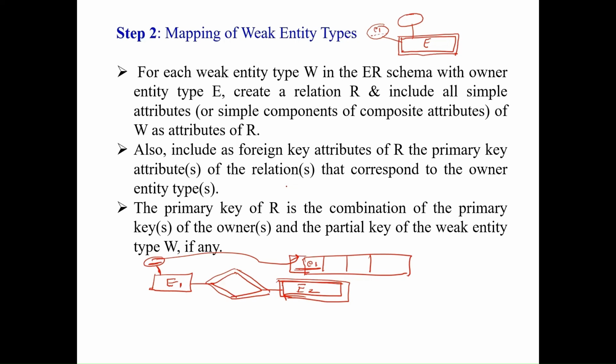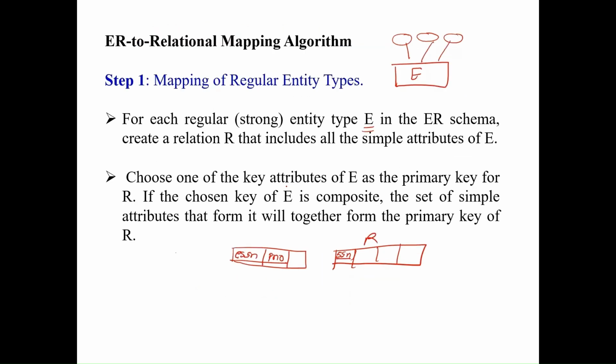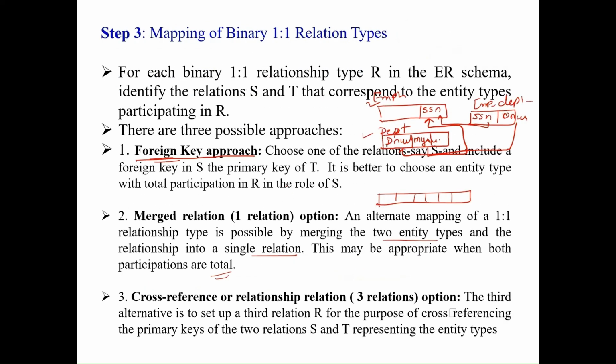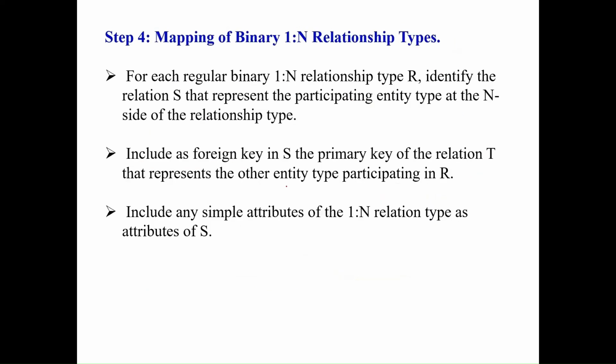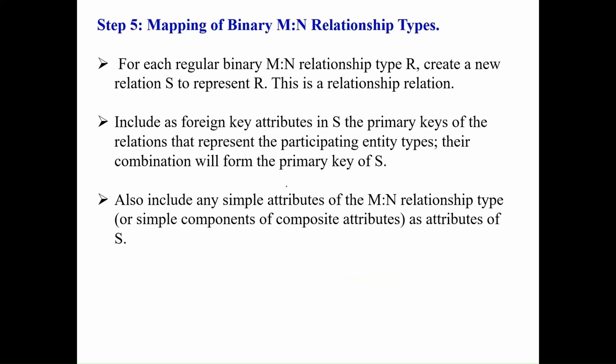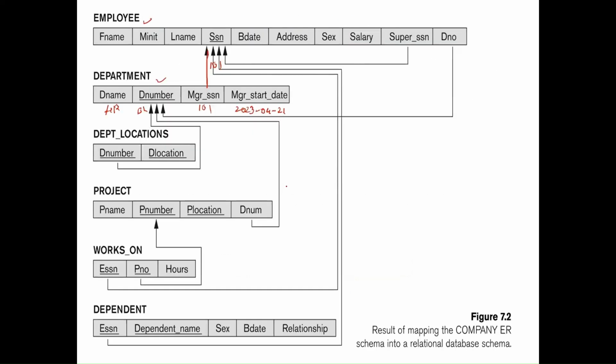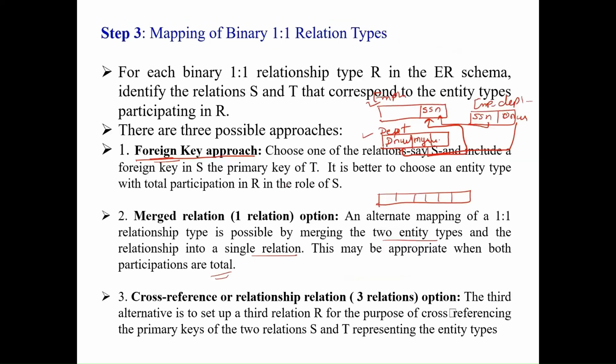Next. Hope that you are understanding step 1, step 2, and step 3. Next is mapping of binary 1 to n relationship. A 1 to n relationship means there is a one-to-many relationship.